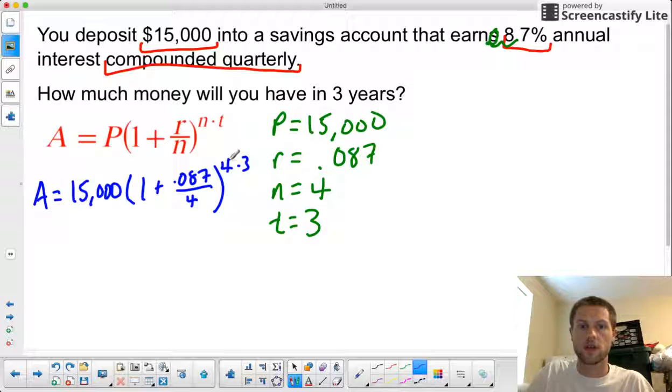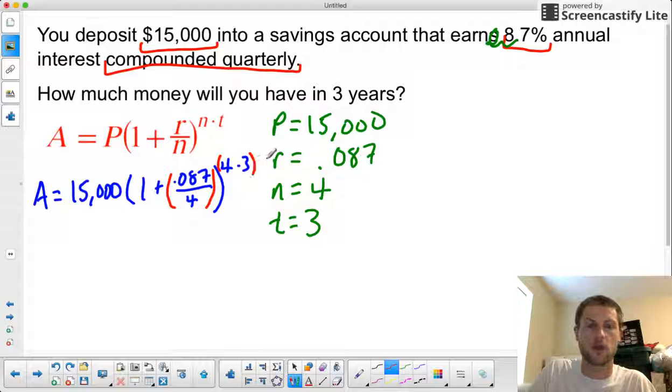And I'm going to type this into my calculator. Again, be careful with your parentheses. I would put parentheses around this fraction. I'd put parentheses around this exponent. And then you're going to crunch your numbers here.